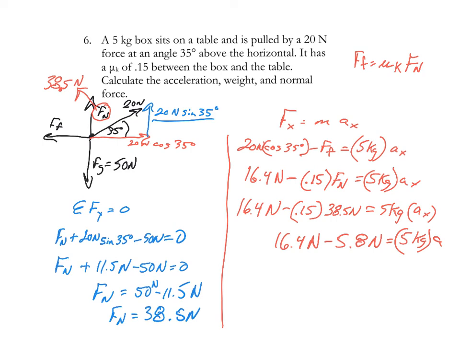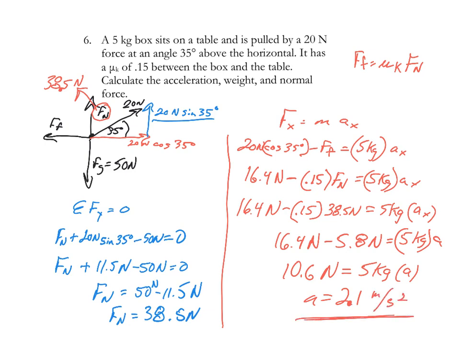Minus 5.8. 10.6 newtons equals 5 kilograms times A. A equals 10.6 divided by 5. 2.1 meters per second squared. So that's my acceleration. Force normal I have.